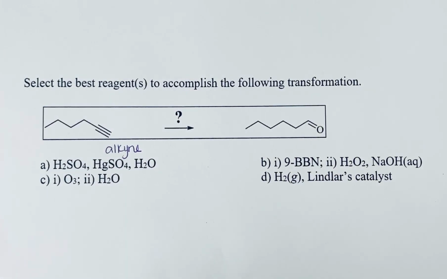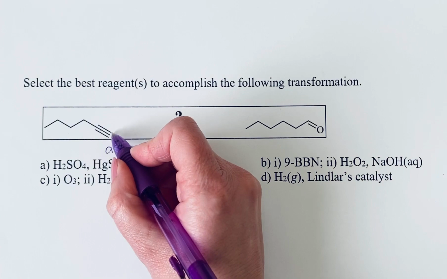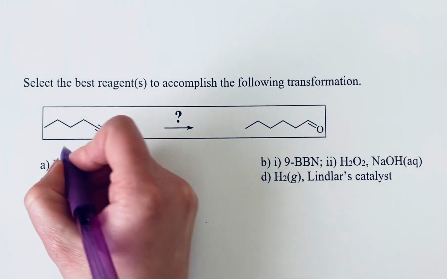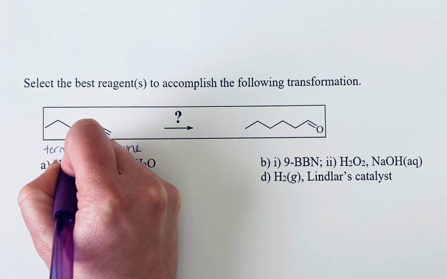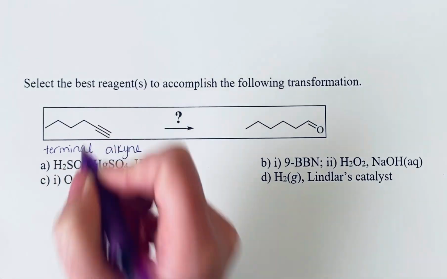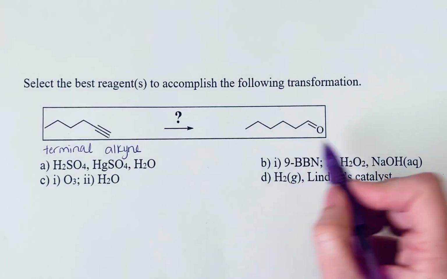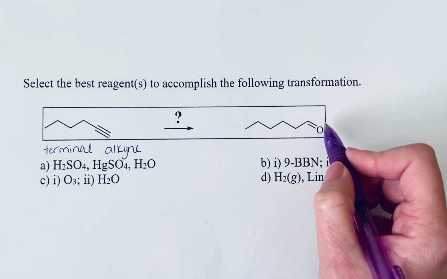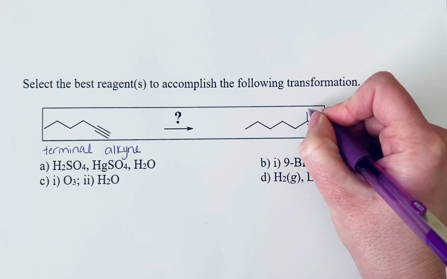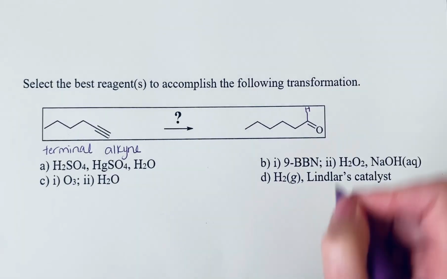And we should also designate where that alkyne is. So an alkyne at the end of the chain, such as this one, is known as a terminal alkyne. If that alkyne were within the chain, it would be known as an internal alkyne. If we look at the product of this reaction, it is an aldehyde. So there's a hydrogen that is understood to be there.